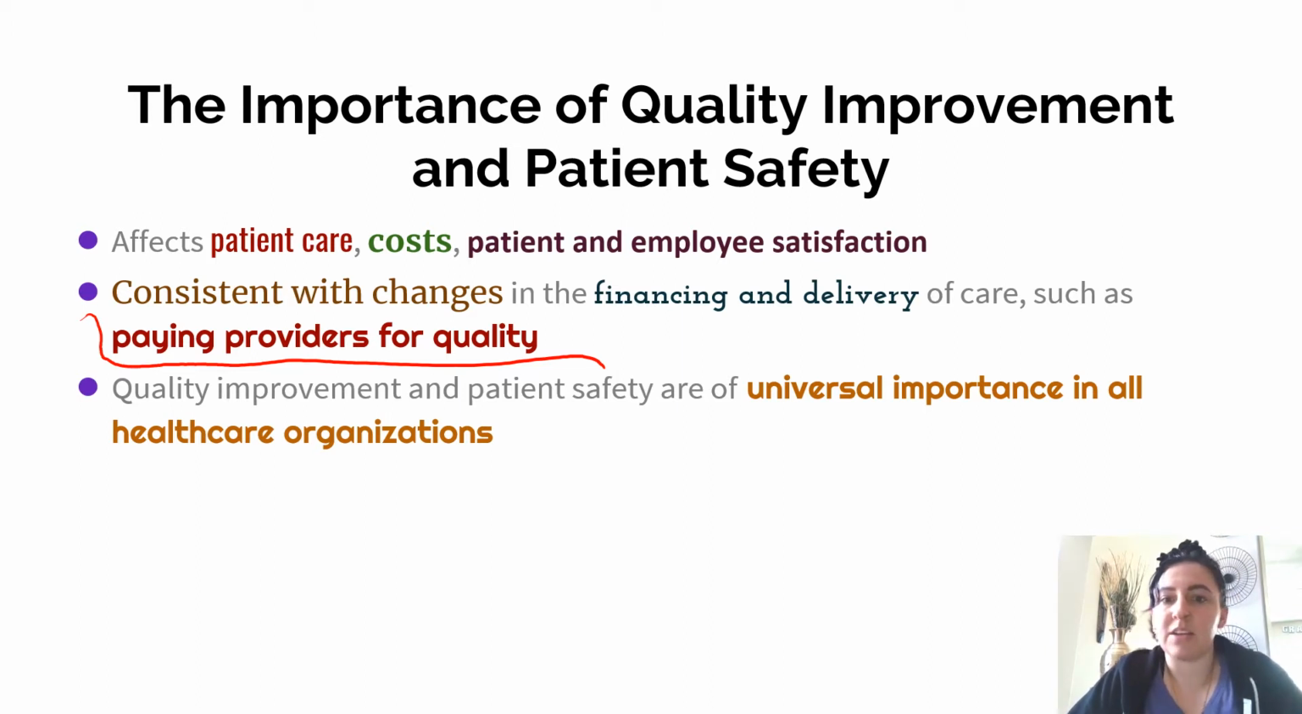Also, quality improvement and patient safety are of universal importance in all healthcare organizations. All healthcare organizations have to participate in quality improvement and patient safety, regulations, and also just moving forward. You have to be working on that all the time. Otherwise, you're going to fall through the cracks and again have medical error, high costs, and terrible satisfaction.